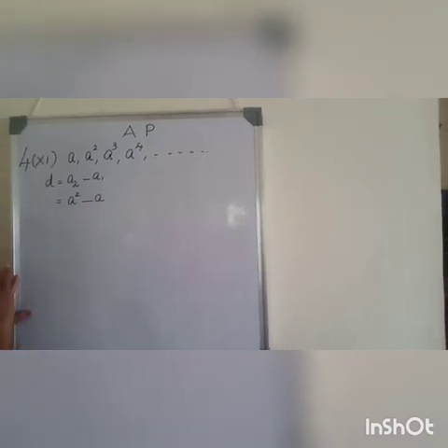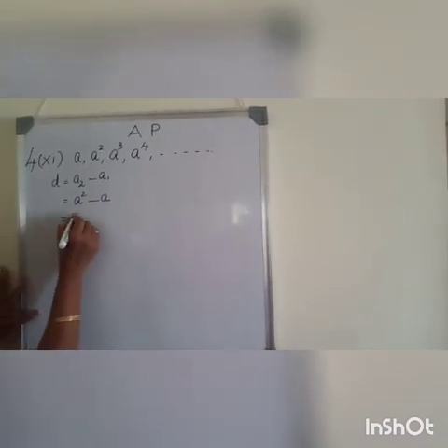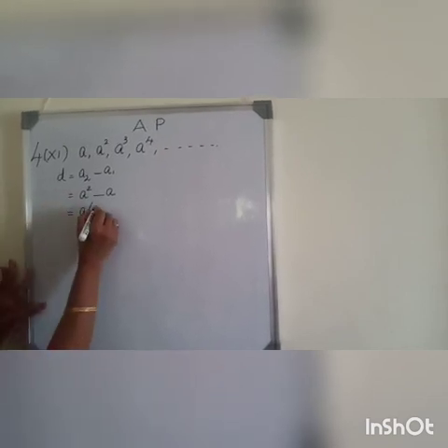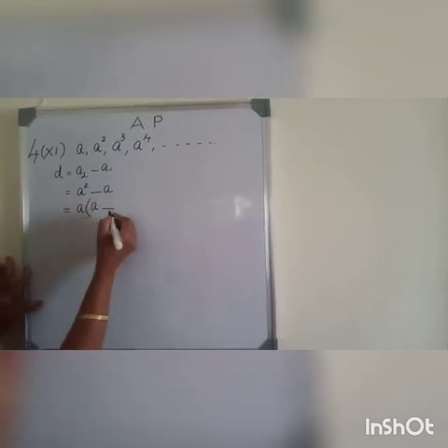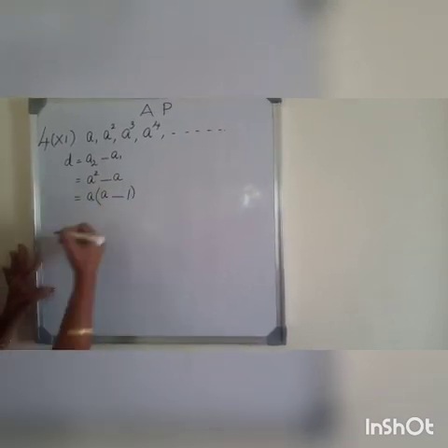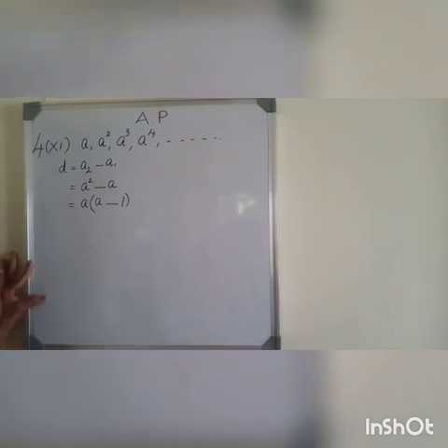At most, if you want, we can take a common letter A. Otherwise we can leave it as it is. If you take 1 A from A square, 1 A will remain, and minus A, which we had already taken. So A into what is left? It is 1. We can write it here or we can stop here.